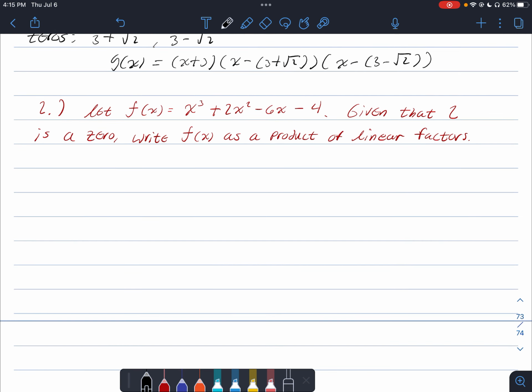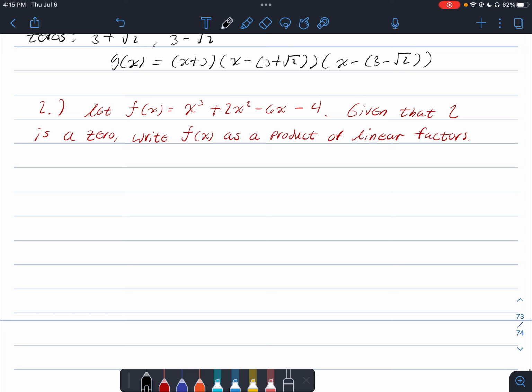Here we have f of x is equal to x to the third plus 2x squared minus 6x minus 4. And we know that 2 is a 0 for this polynomial. We want to write f of x as a product of linear factors given that. Okay, so let's use synthetic division here. If 2 is a 0, that means x minus 2 is a factor. And if we divide f of x by x minus 2, we can use synthetic division.